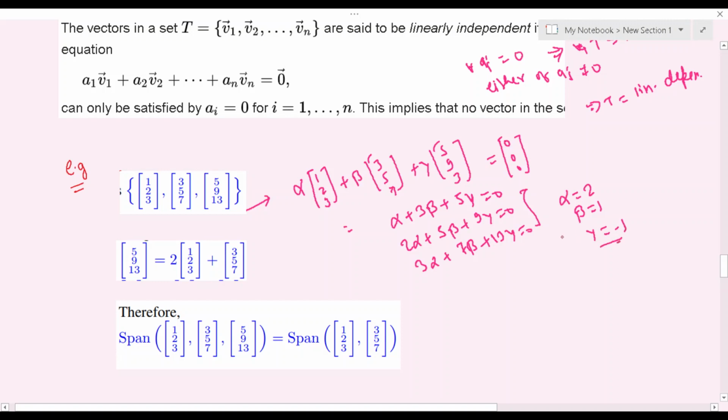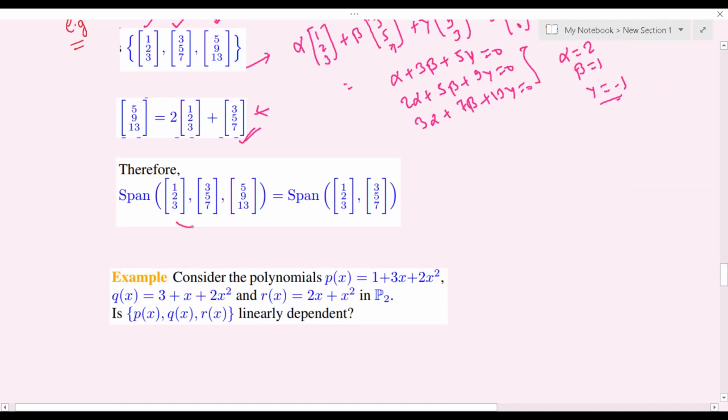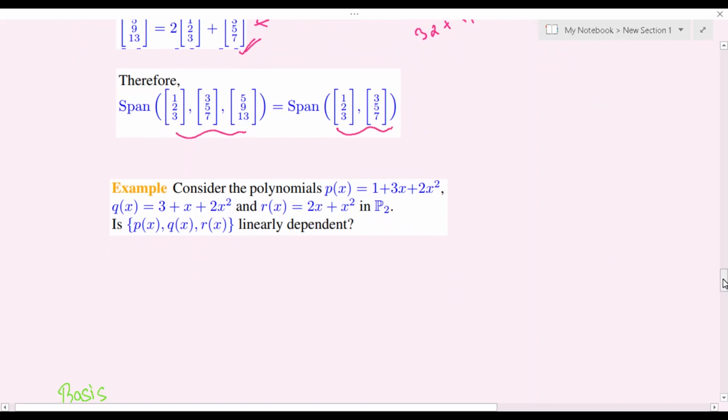So we can represent the third vector, or third matrix, in terms of these two matrices in this form. So these three vectors were linearly dependent. Why dependent? Because the third one depends on the first two. So the span of these three vectors is the same as the span of these two vectors. We can do one more thing.